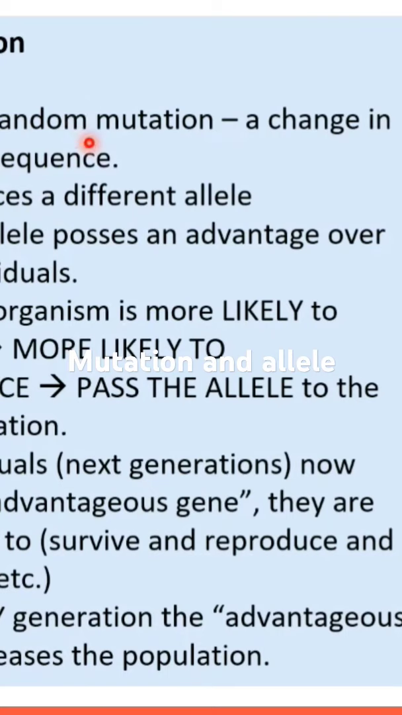First of all, there is a random mutation, so we have to explain it. There's a change in the DNA base sequence that occurs in that population, in some of the organisms. This produces a different allele. This new, different, advantageous allele possesses an advantage over the other organisms who did not have that mutation. Therefore, this new organism is more likely to survive, more likely to reproduce, and pass the allele to the next generation, to their children.